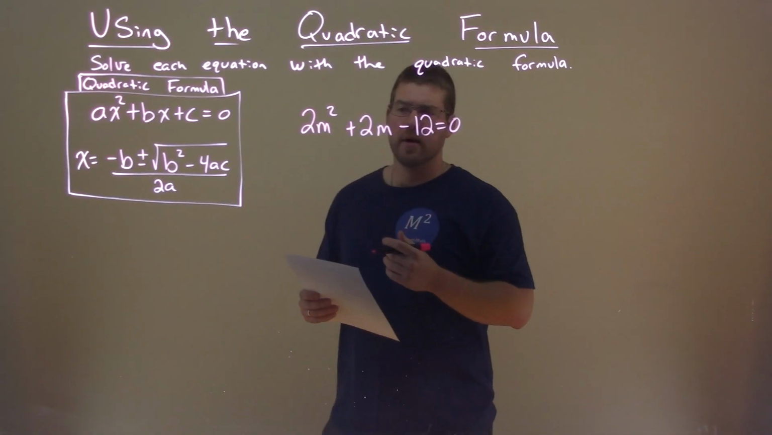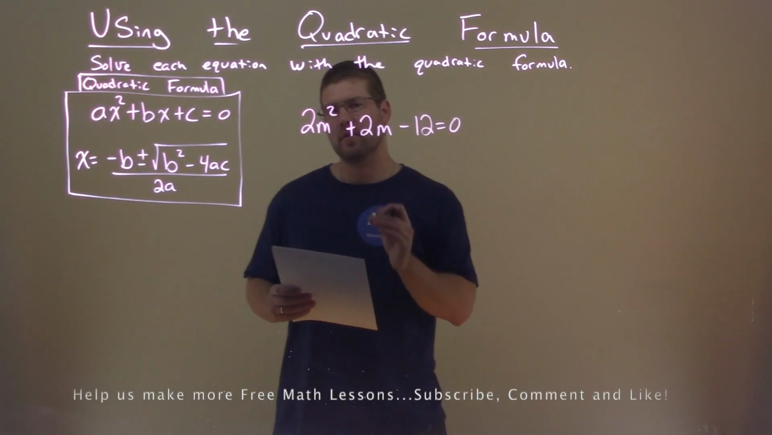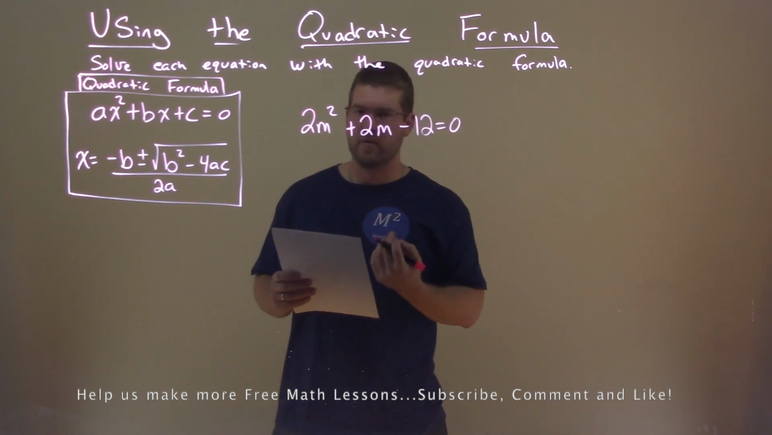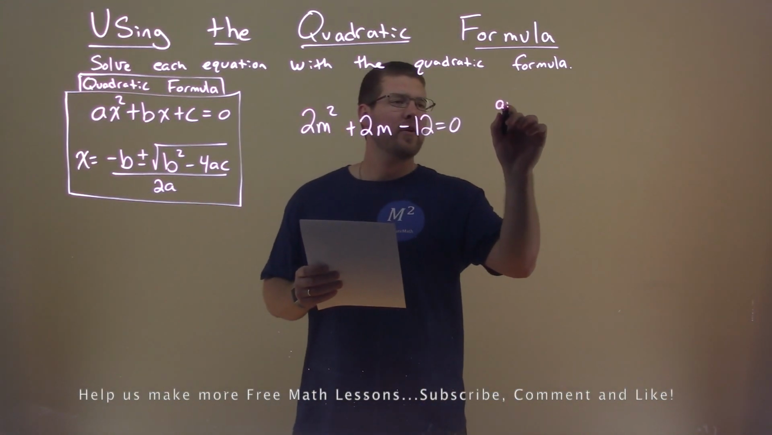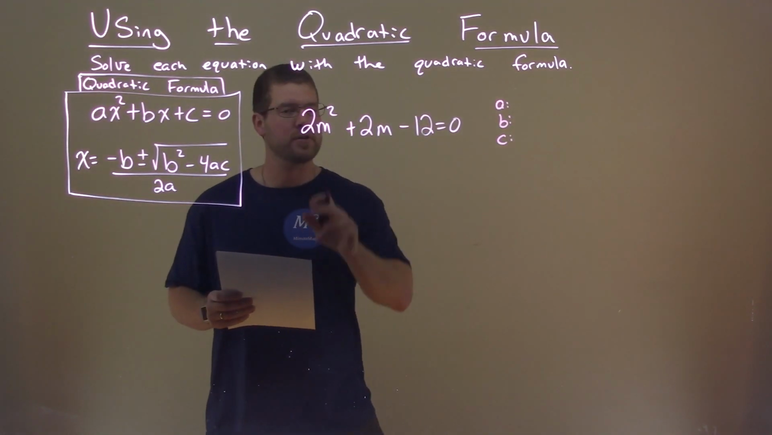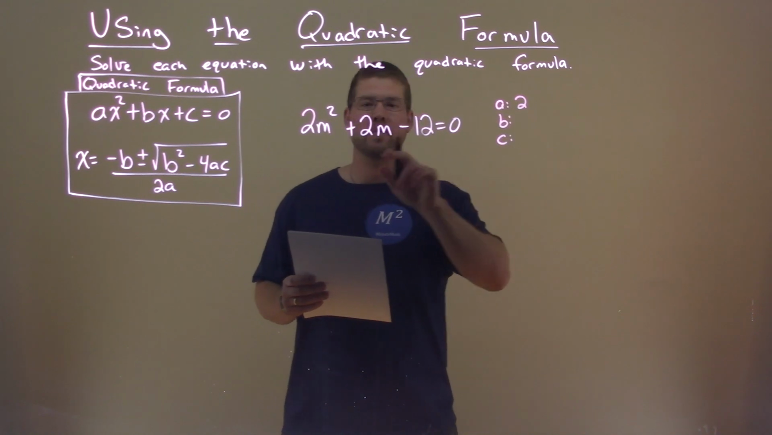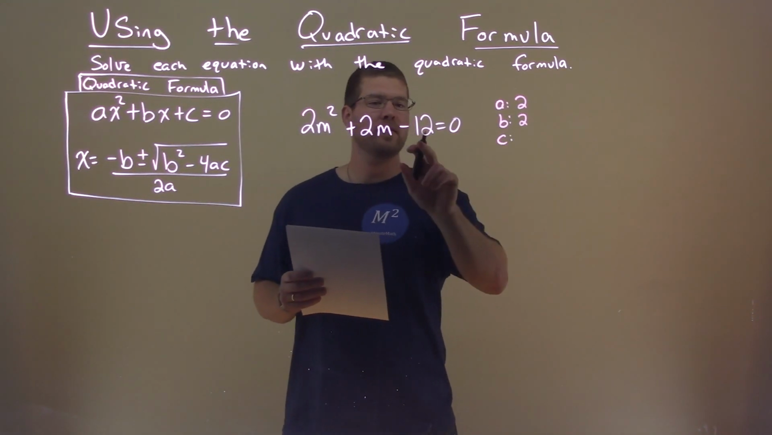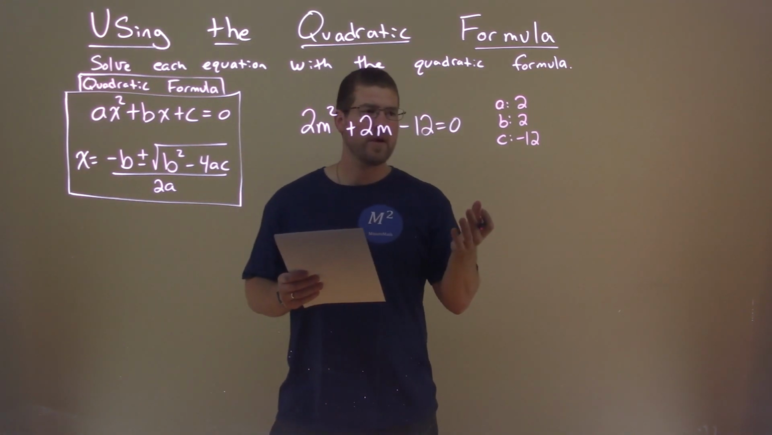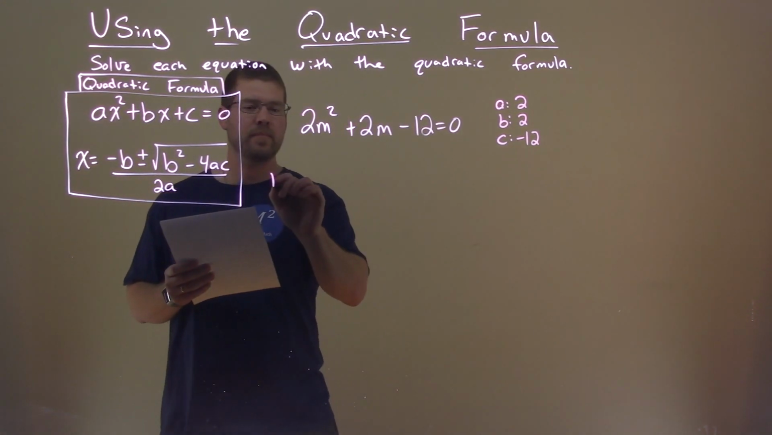We're given this problem right here, 2m squared plus 2m minus 12 equals 0, and we want to solve this using the quadratic formula. We want to find our a, our b value, and our c value. Those are the coefficients. A is 2, b is also 2, and c is -12. So with that information, we're going to use our quadratic formula.